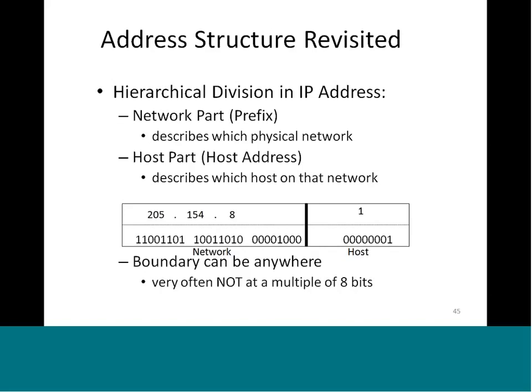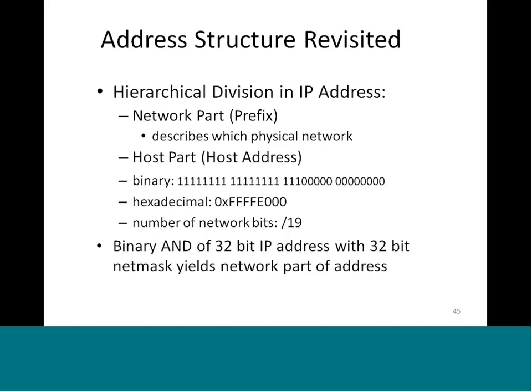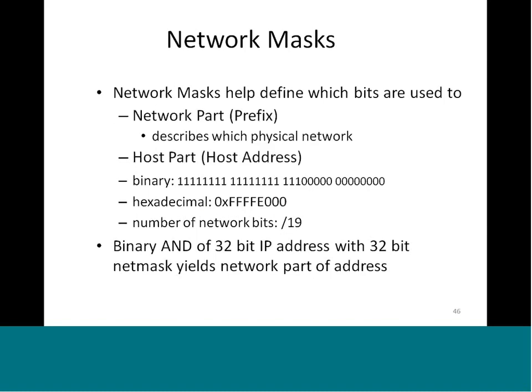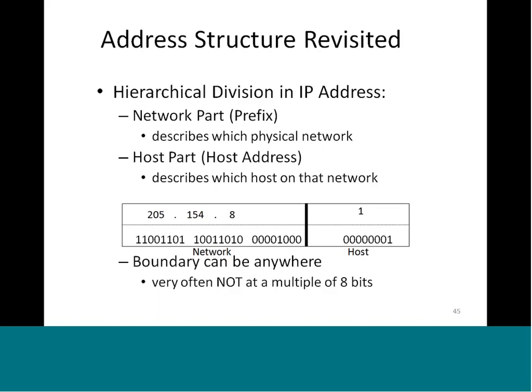Even though we talk about this, the boundary can really be anywhere. It may not even be a multiple of 8 bits, because you can run out of address space of the original ones, so we can allocate more bits to the host if there are more hosts on the network. And how we determine what is the network part and what is the host part is by using a network mask.